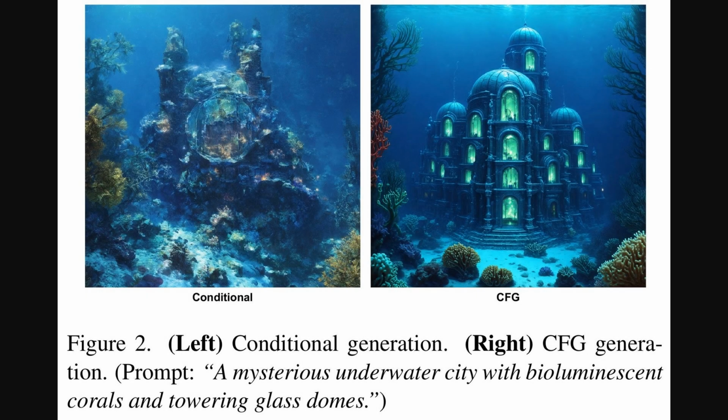Okay, building on that visual comparison, Figure 2 here shows us something slightly different. Instead of comparing CFG-Zero to standard CFG, this one compares standard CFG on the right to just the conditional generation on the left. The prompt this time was for a mysterious underwater city. You can see the conditional image on the left is, well, a bit less defined maybe, whereas the standard CFG image on the right seems to better capture the prompt, showing clearer structures like the towering glass domes and the bioluminescent corals. This really highlights why CFG is used in the first place, to improve that alignment and quality.